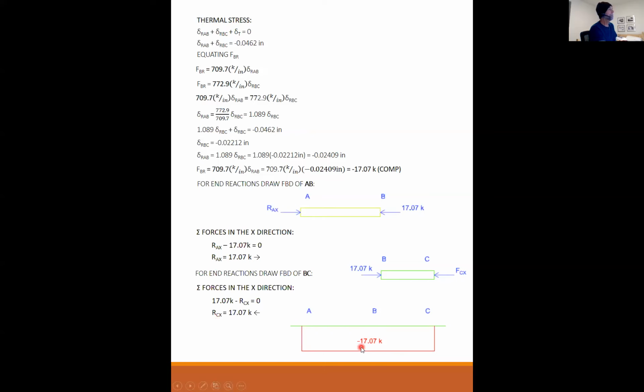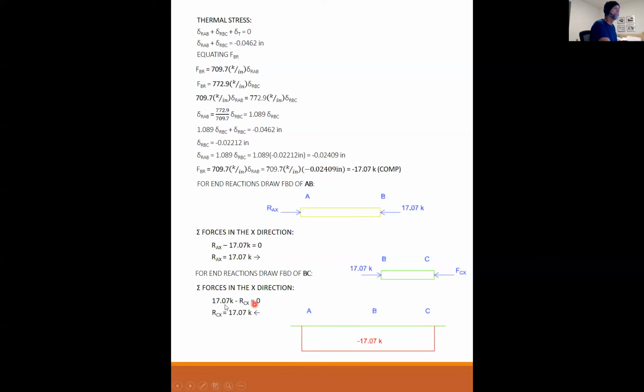Why is the load constant? Anybody? There is no internal forces. Exactly right. The load is constant because there are no external loads on that rod. So there's nothing to change the constantness of the internal force in that rod. So this is my axial load diagram.